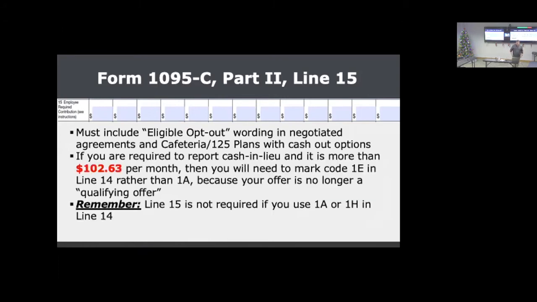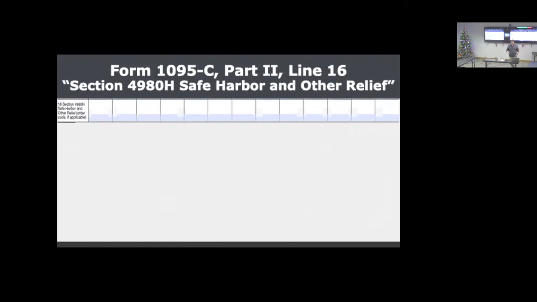Yeah, if you're required to report cash in lieu, right? If we don't use this form, if we have to account for that cash in lieu and it's more than $102.63, again, you know that you have to use 1E and you can't use that 1A offer code. That's where this cash in lieu can hurt you, right? It can make it so that you may be subject to penalty, even though your insurance is otherwise affordable, but for having to count the cash in lieu. So that's why it's important to get that right. Okay, line 16, and then I promise we'll take a break.